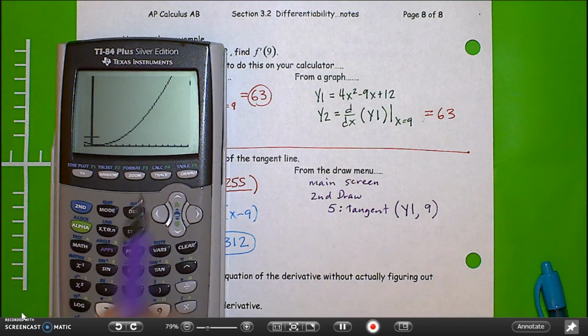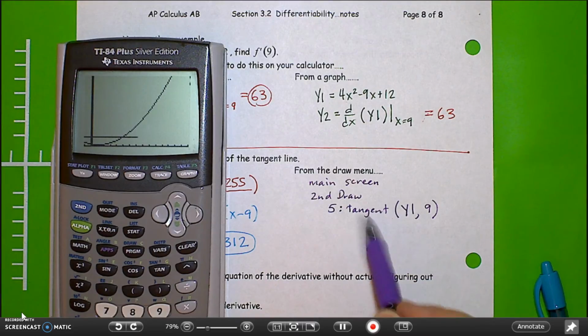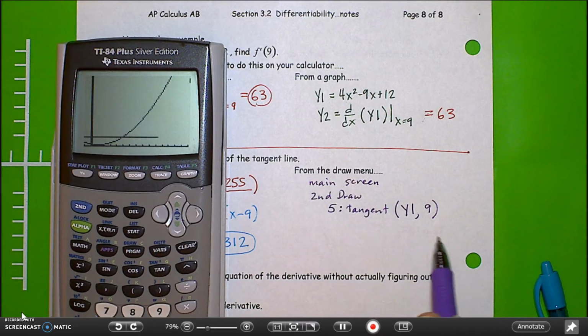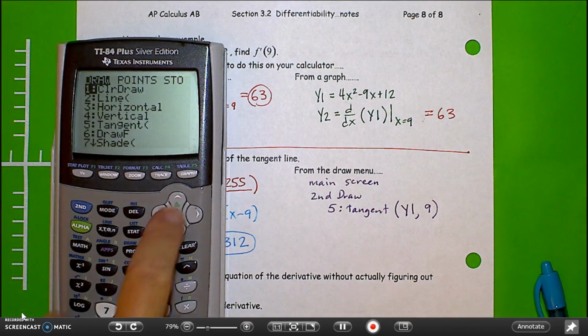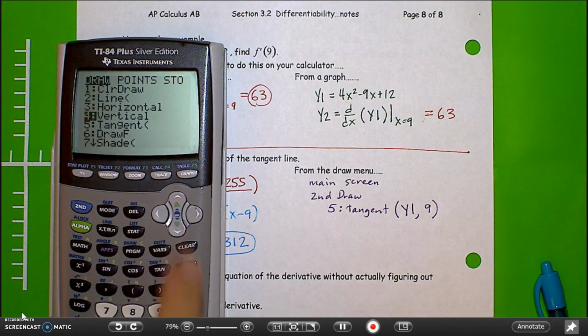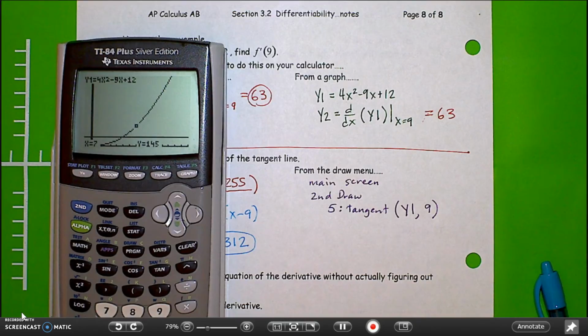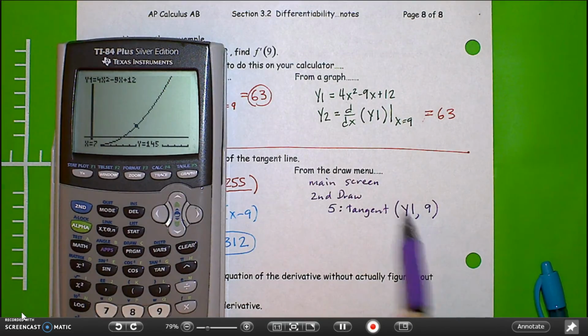But actually from this screen here, after the graph is drawn, I'm going to do the same thing. I'm going to bring up the draw menu from here while I'm in the graph screen, and you get a little bit different results. So I'm going to go second draw, tangent again, 5, and then it doesn't give me this part to enter the graph because it already knows the graph.